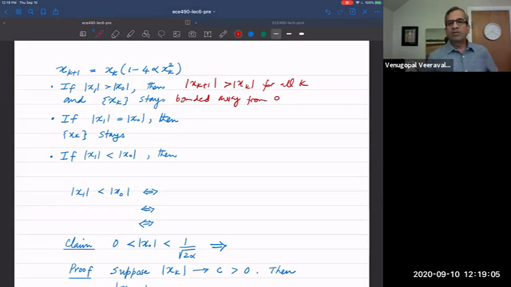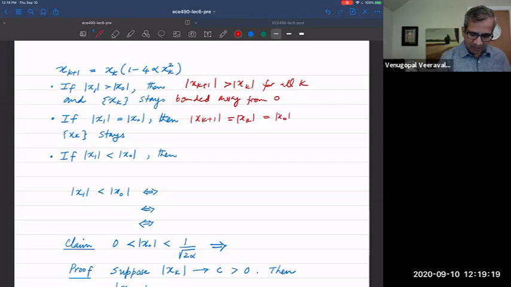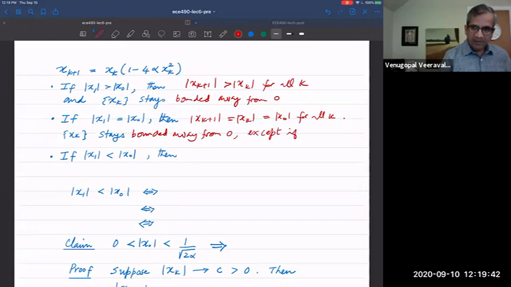What happens if x1 were equal to x0 in magnitude? Then xk plus 1 equals xk, right? Which is equal to x0 for all k. And so in this case, again, the sequence stays bounded away from 0, except when? What condition holds? Except if I started at 0. If I start at 0, I remain at 0, but that's the only case.